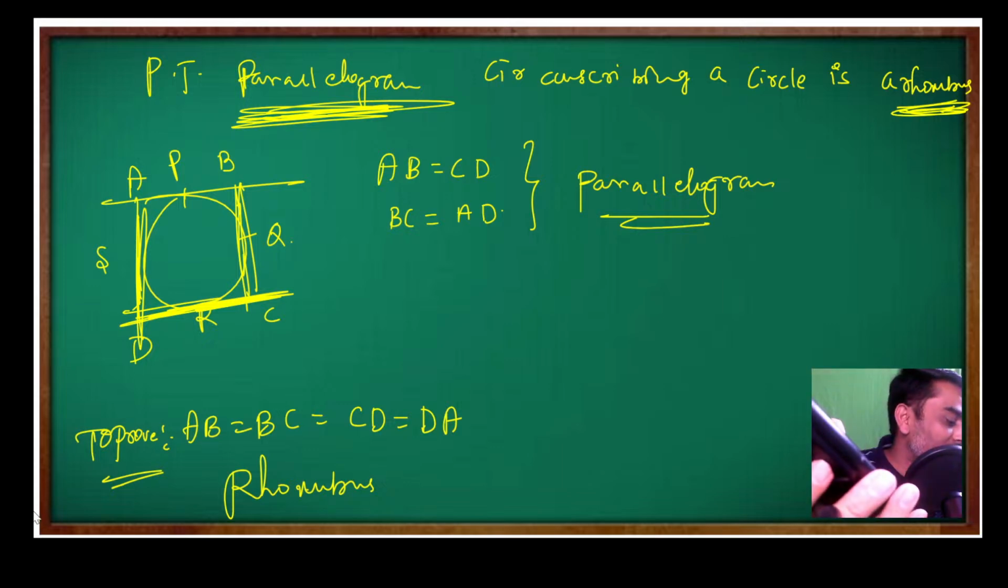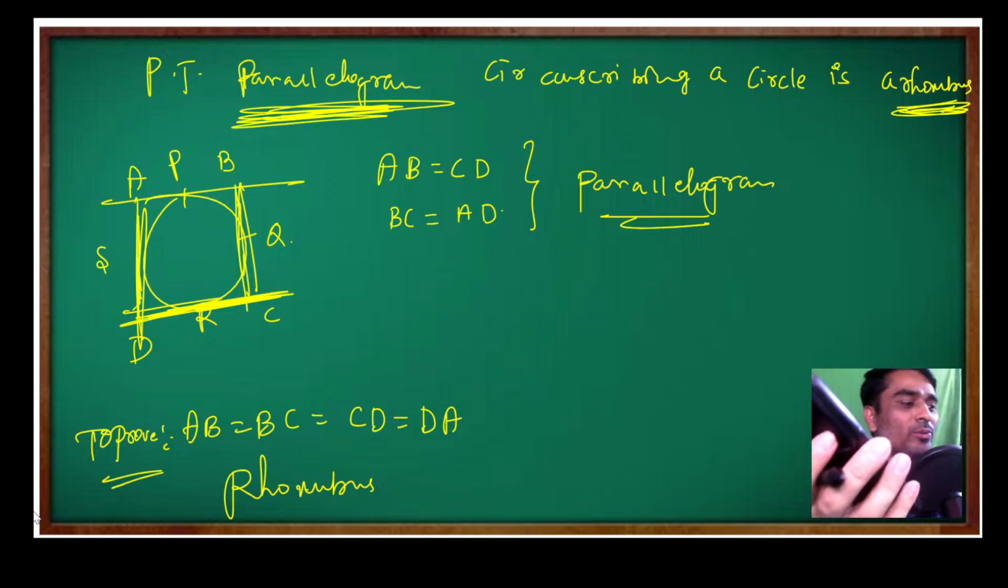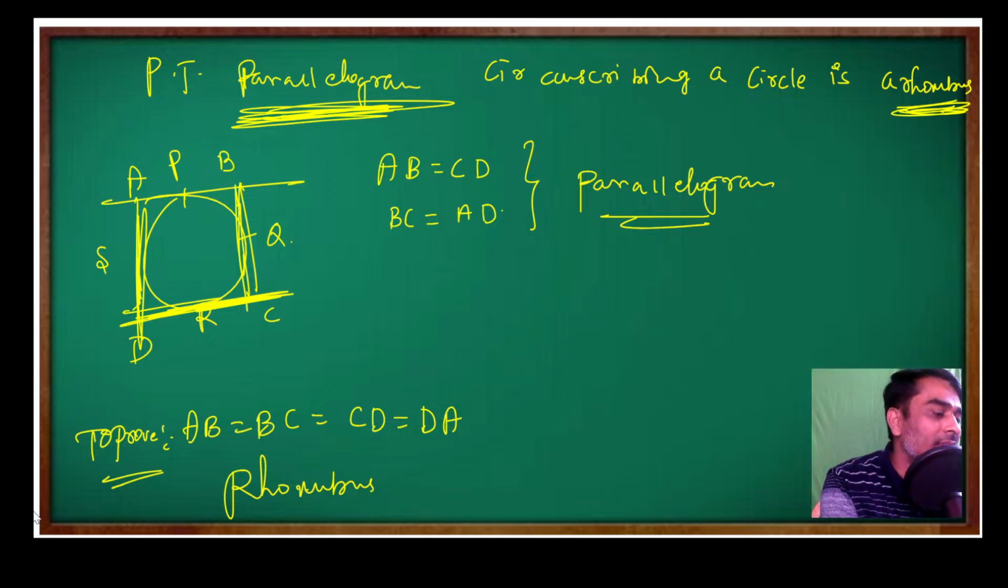What you are asking, Janvi? We should prove. Yes, correct. AB, BC, CD, DA you should prove.